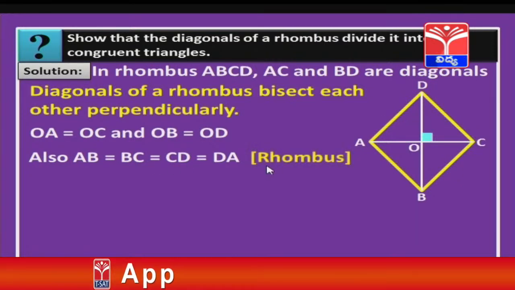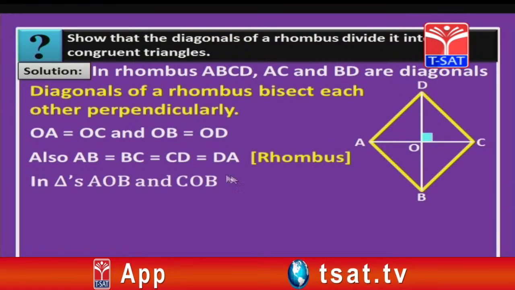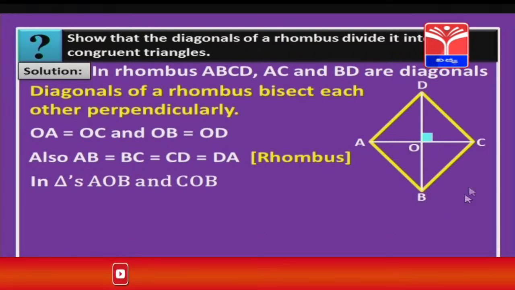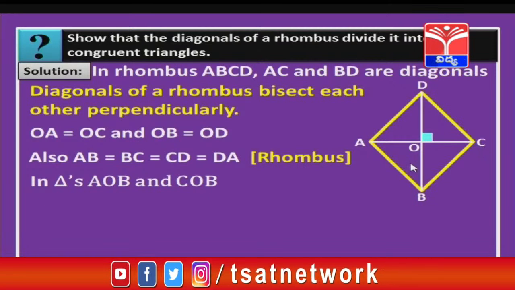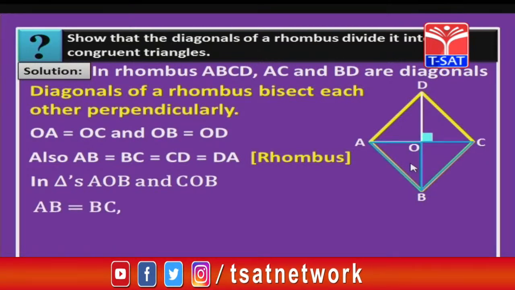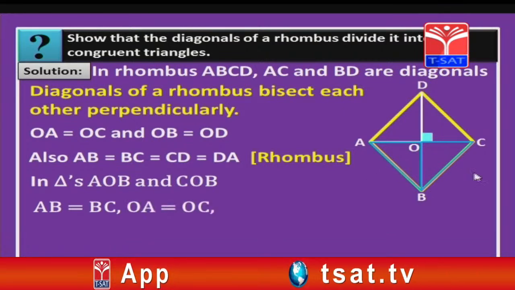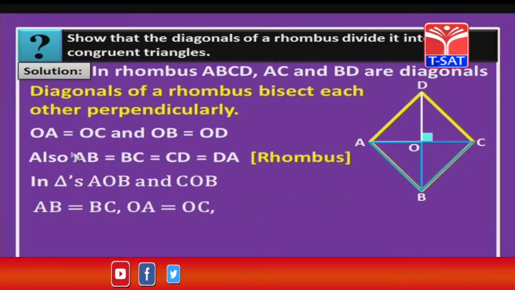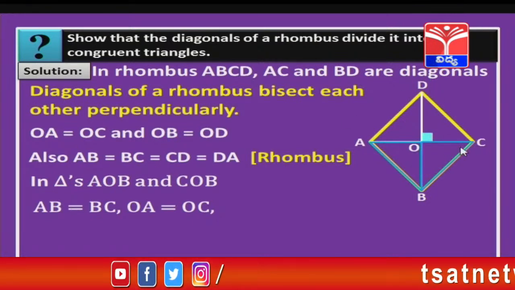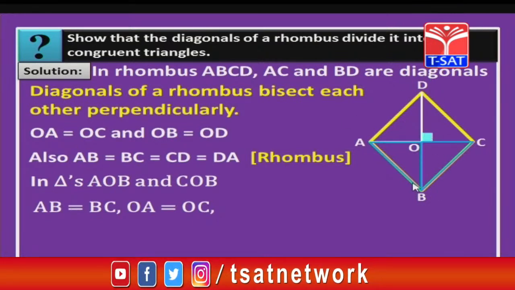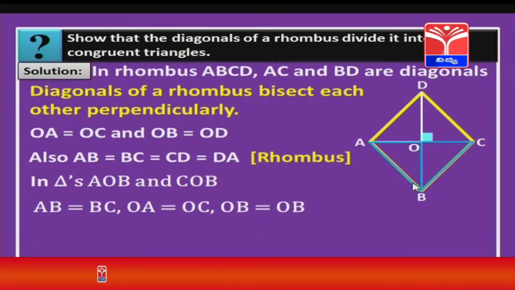Now, consider triangles AOB and COB, these two triangles. These two are adjacent triangles, right? In these two triangles, AB equal to CB. Here if you notice, AB and CB both are equal because they are sides of a rhombus, and also OA equal to OC, we have already seen, right, because the diagonals bisect each other, and this OB is a common side for both the triangles.